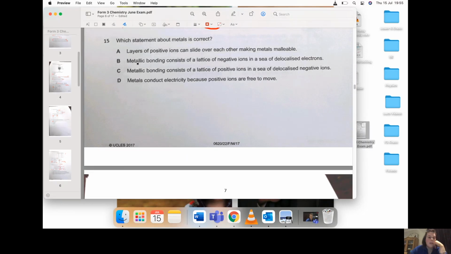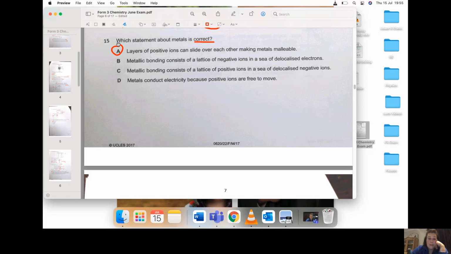I've got a star next to it as well, which means quite a lot of people got it wrong. Which statement about metals is correct? Layers of positive ions can slide over each other, making metals malleable. That is correct. They are positive ions and they can slide over each other, and that's what makes it malleable.